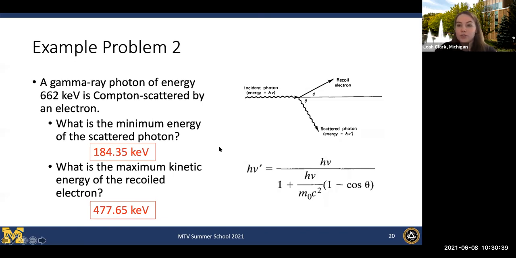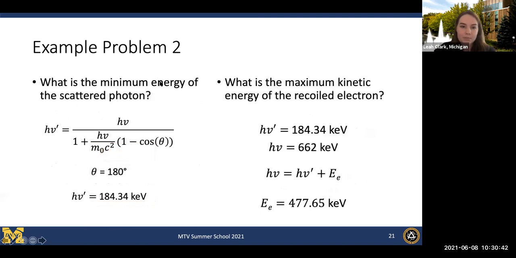So if we go and do the math with them, what is the minimum energy of the scattered photon? Again, we want the minimum energy, so that would occur when our denominator is at its maximum. So if we want this to occur, we want our angle to be 180 degrees, because then our cosine theta is -1, 1 minus -1, we get 2. So then we have our hν over 1 plus hν over mc squared times 2. And if we do the math, we get our 184.34 keV.